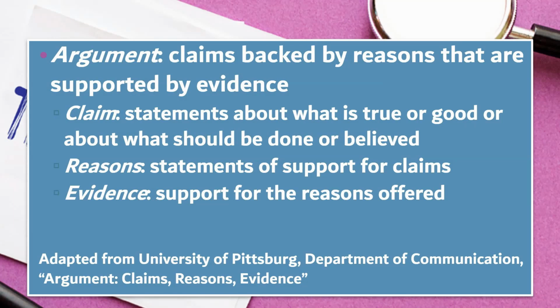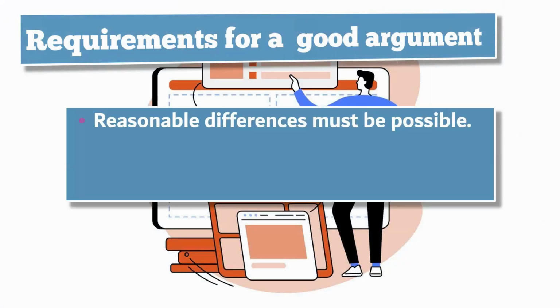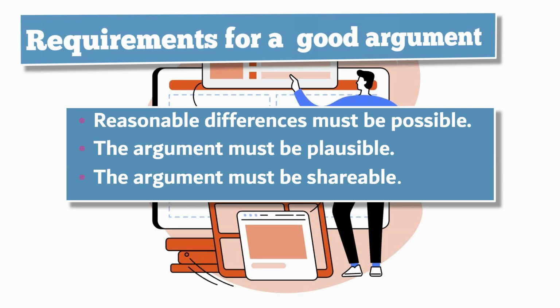Now, let's take these one by one. Requirements for a good argument. For an argument to be good, it has to fit these three requirements. First off, reasonable differences must be possible. Secondly, the argument must be plausible. And third, the argument must be shareable. And don't worry, we're going to take these all one by one. But let's start off with the reasonable differences.